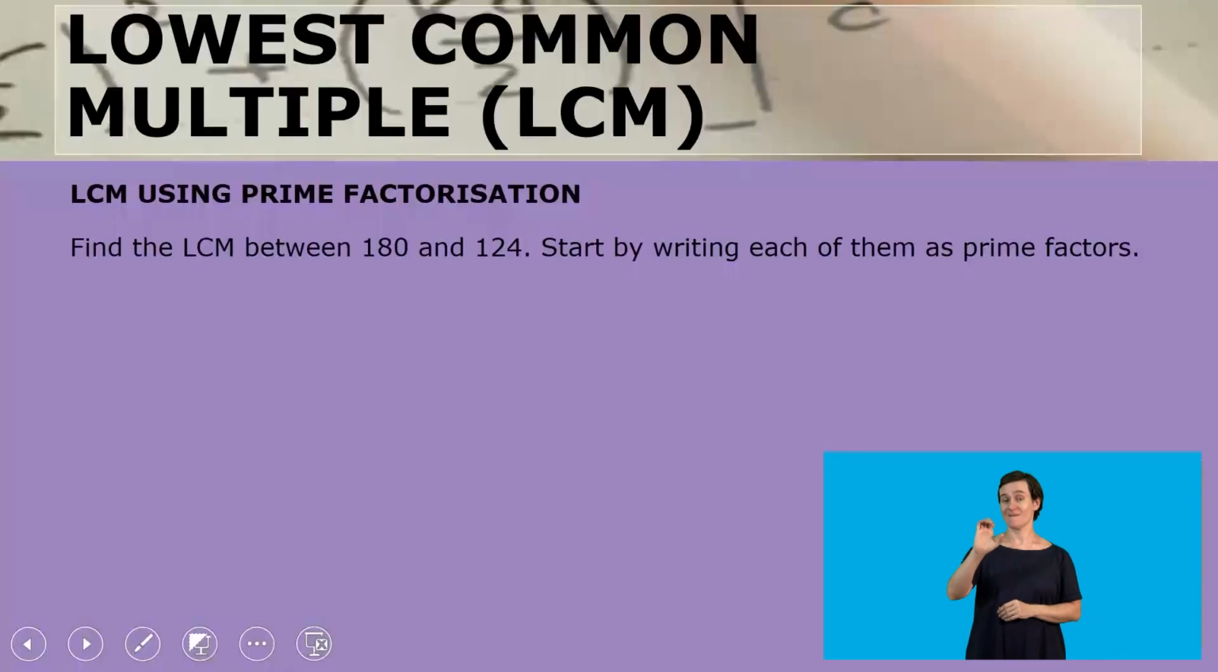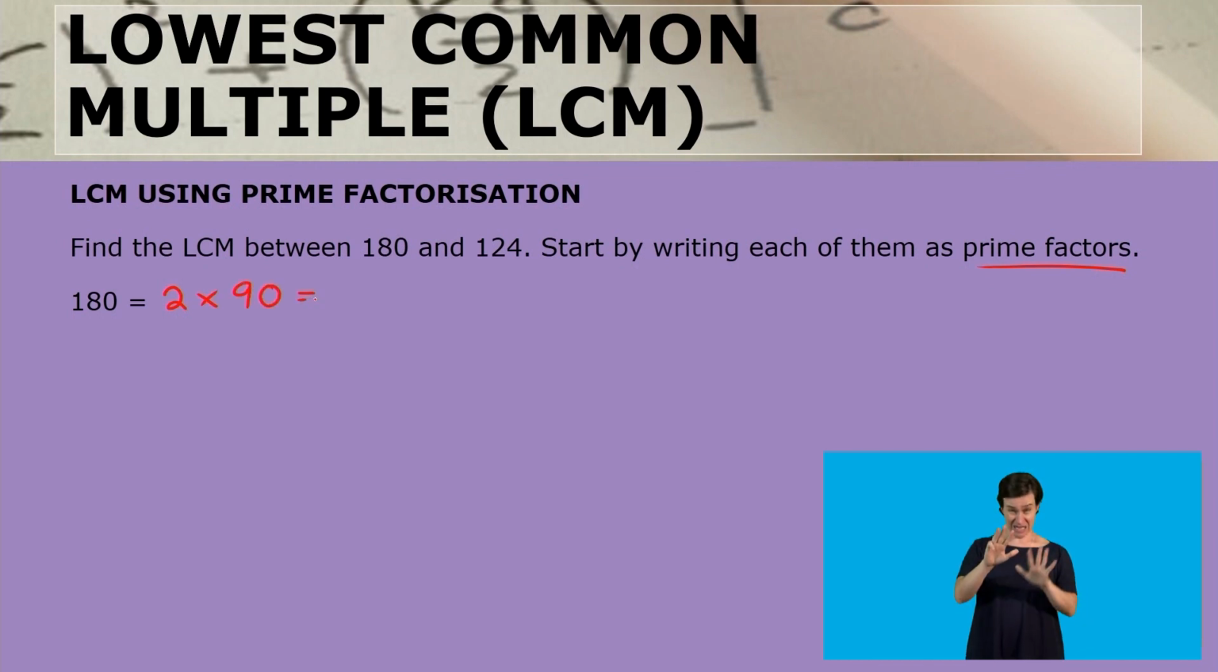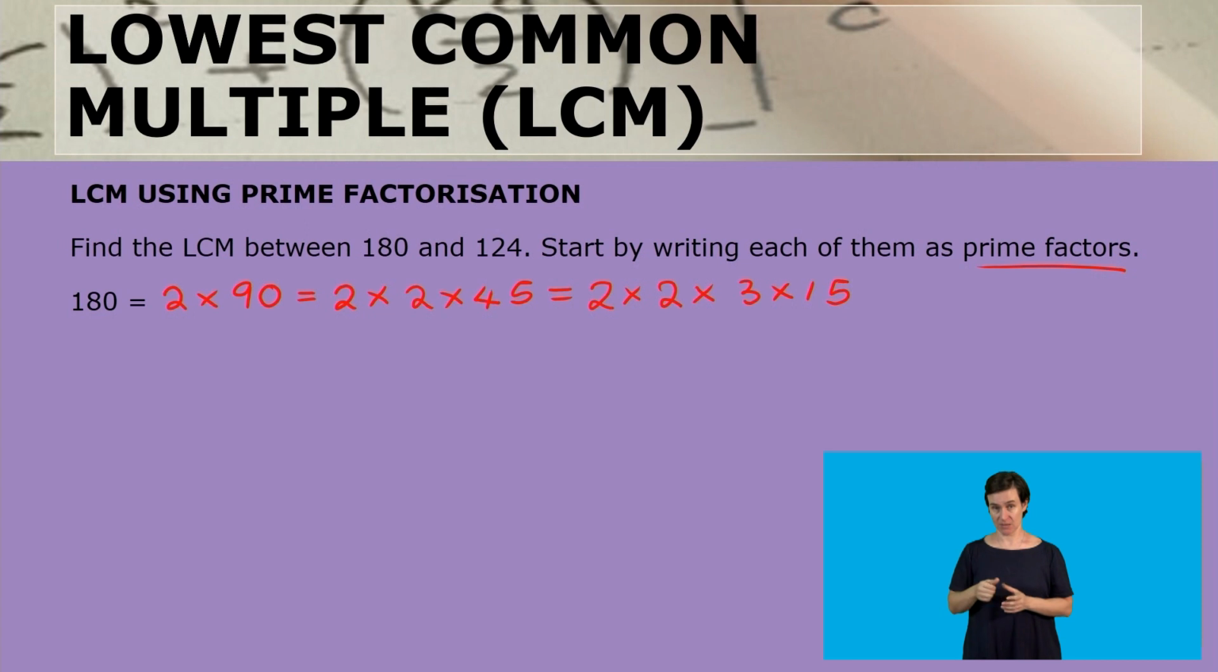Let's continue with finding the LCM using prime factorization. So this time, we are finding the LCM between 180 and 124. Again, let us start by listing the prime factors for each of these numbers. So 180 is 2 multiplied by 90. But then 90 is not a prime number, so that is 2 multiplied by 2 multiplied by 45. We are going to break it down even further, and we are going to say 2 multiplied by 2 multiplied by 3 multiplied by 15, right? And then again, the last time, we are going to say 2 multiplied by 2 multiplied by 3, and when we break down 15, that is 3 multiplied by 5.